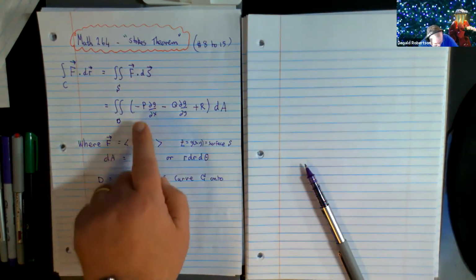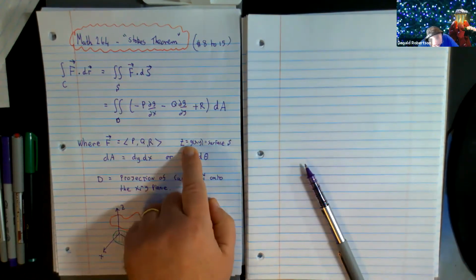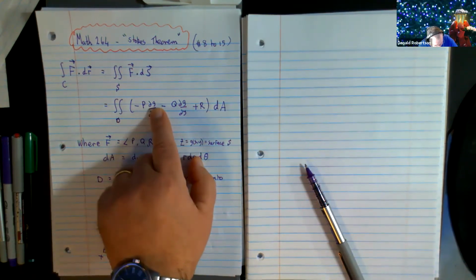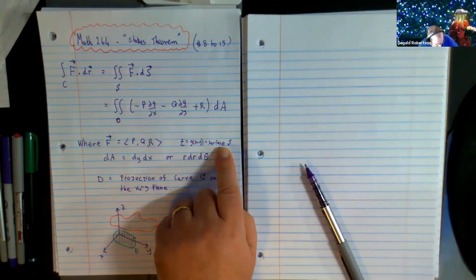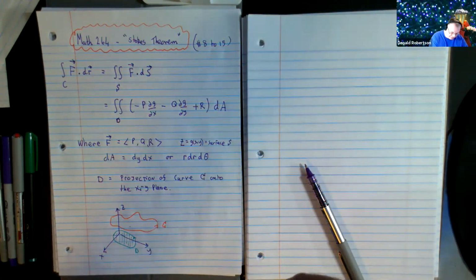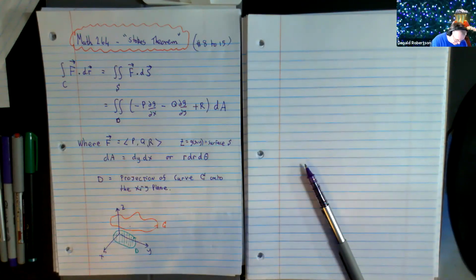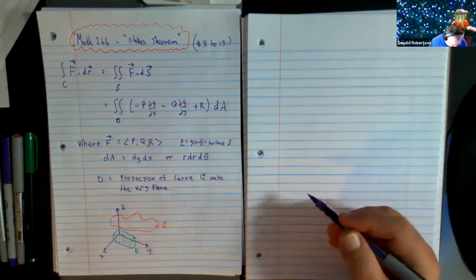F is going to be P, Q, and R, which it always is. And Z, basically what g of x, y is, because you need to know it for these two terms, is going to be the surface S. So you've got a curve in 3D. Think of a surface. That surface is then going to generate a D, and it's going to generate a g of x, y. Phew.